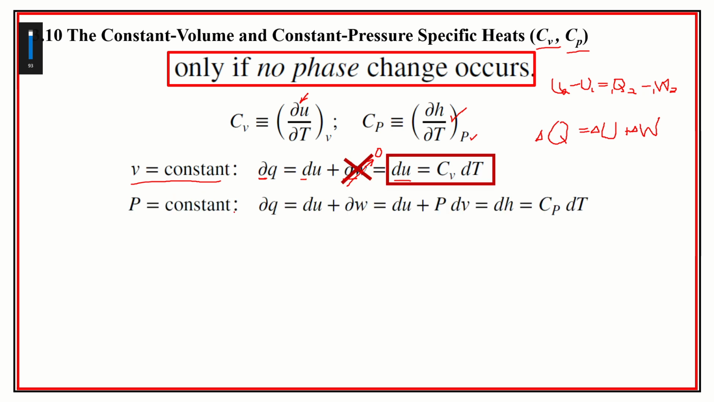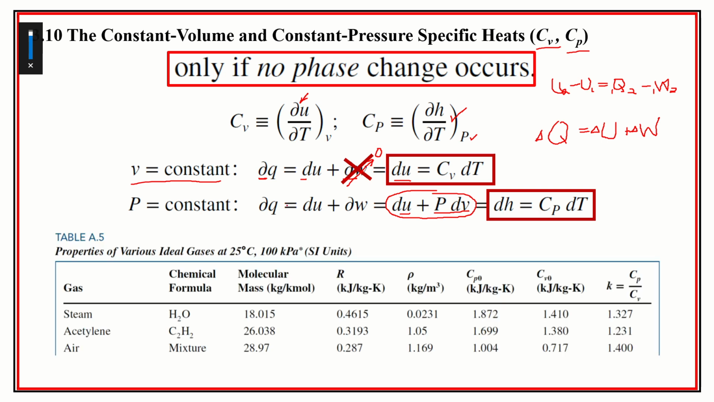And then with the pressure constant right here, we're going to be able to lump these two things together and turn it into enthalpy. Because that's the definition of enthalpy, du plus pressure times volume. But it has to have constant pressure to be able to integrate that simply and stick those things together.